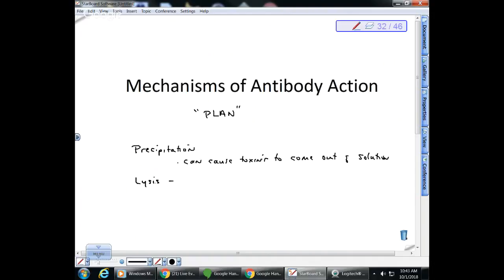Lysis, that means to rupture, right? So hydrolysis would be rupturing using water. So this actually means that it binds complement proteins. And this has a name, it's called opsonization. It binds those complement proteins, and then the complement proteins produce holes. So we'll just put holes are produced, and this causes the cells to rupture.